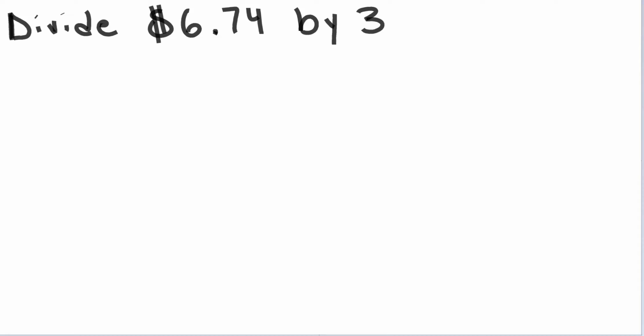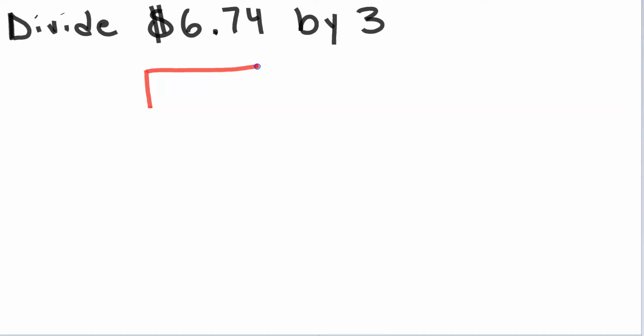Hi guys, this is part 3 of dividing decimals by whole numbers. I picked a hard one for you guys because you're going to have a problem like this come up, so it's better to address it now. Now we are talking about money. So does that change anything? No, my rule still applies.